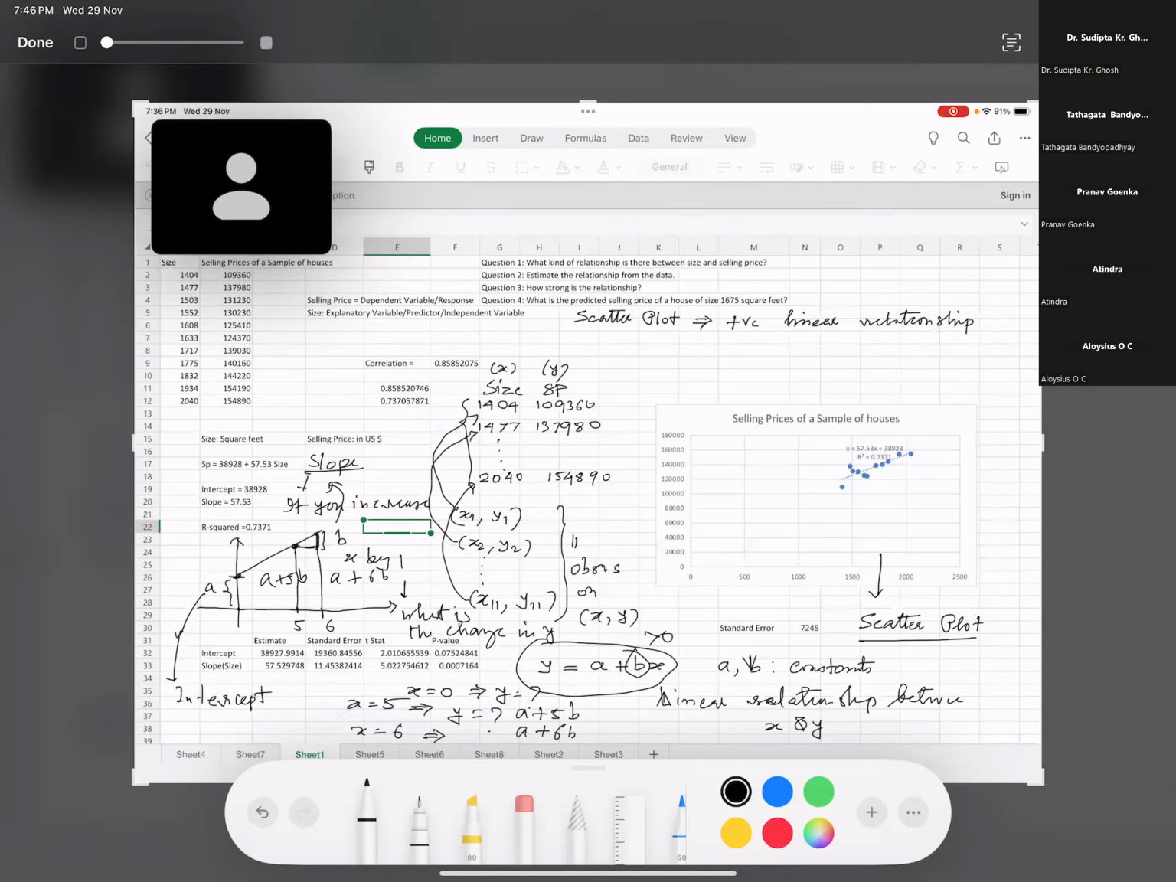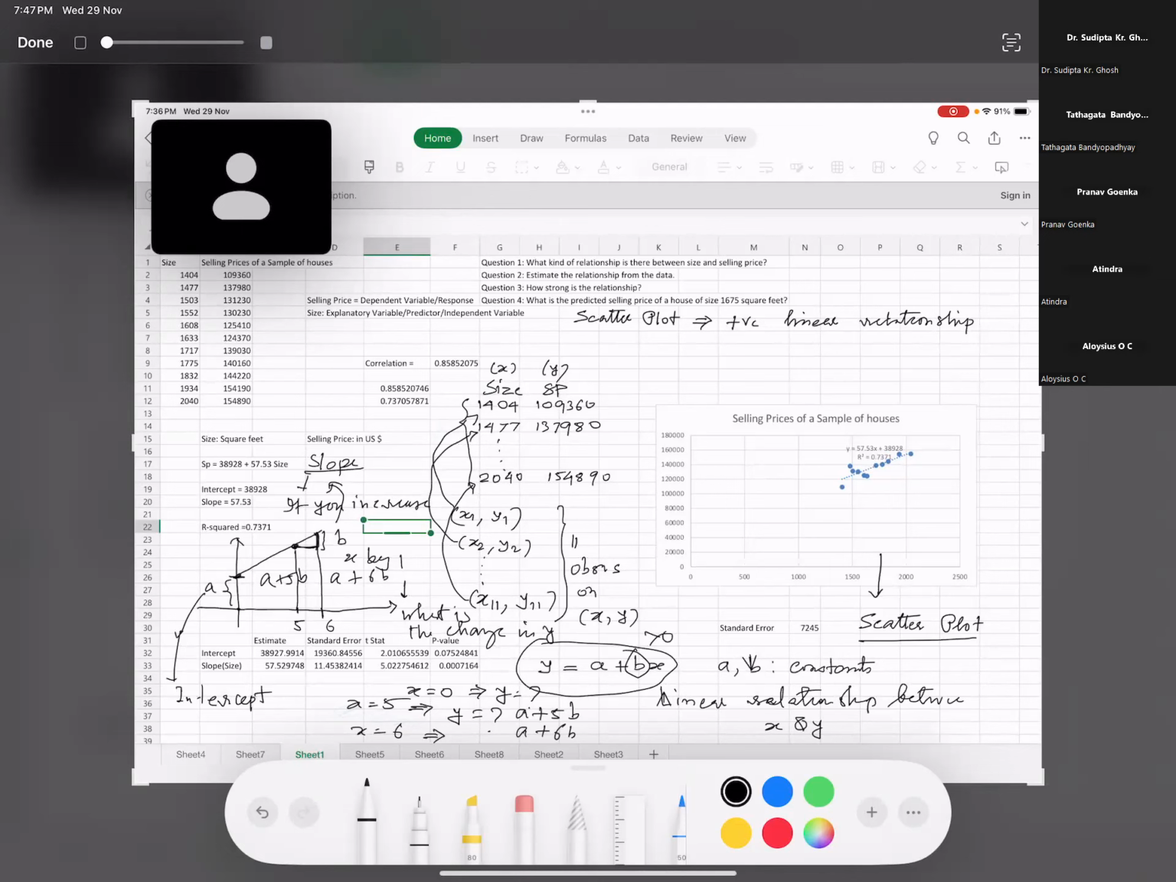Okay? And if B is positive, that means you are getting an increasing kind of line. On the other hand, if B is negative, then you will get a line with a negative slope. So A is intercept and B is slope. So y equal to A plus Bx represents a line, where A represents the intercept of the line and B represents the slope of the line.